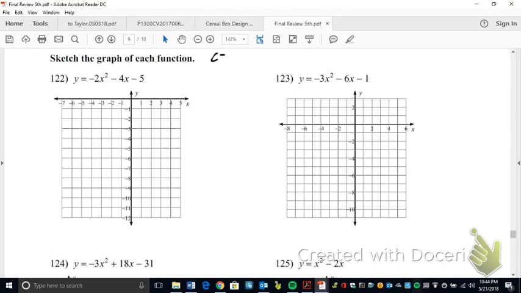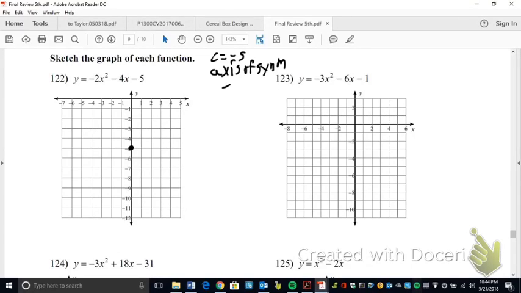Sketch the graph of each function. A couple things we want to do here. Okay, so we're starting off with our c. Our c is the y-intercept. Because c here equals negative 5, that means that our y-intercept is negative 5. We then want to find our axis of symmetry. Our axis of symmetry occurs along the line x equals negative b over 2a.